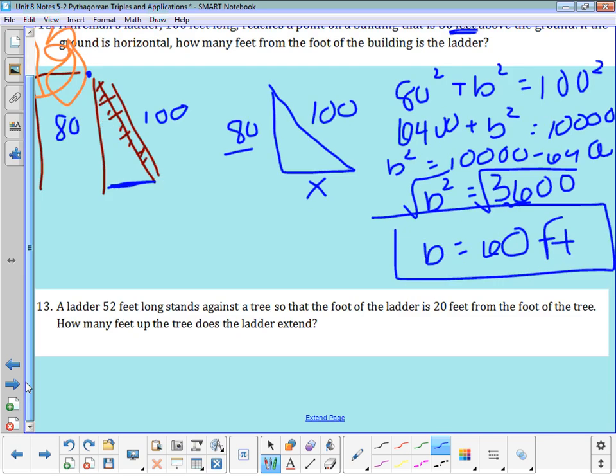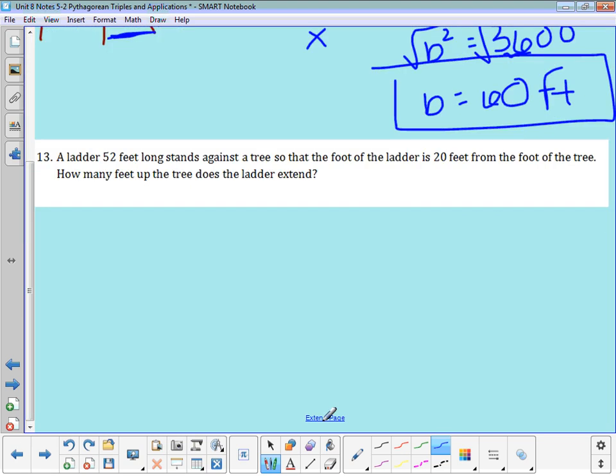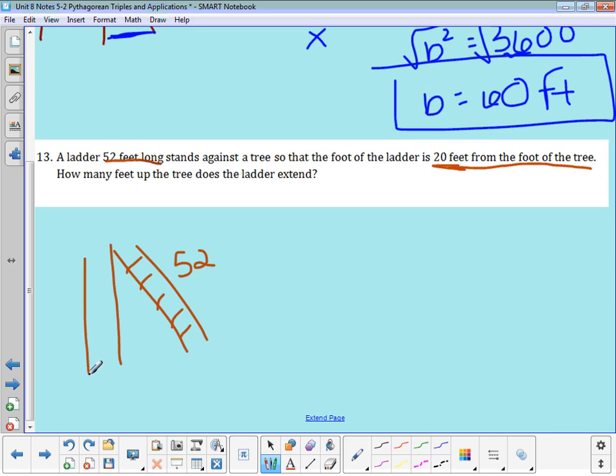So I'm going to have you do 13 on your own. It's going to be really similar. Let me set up the drawing for you. So first we have our ladder going up the building. Here's my building here. It says the ladder is 52 feet long. So the ladder itself is 52 feet. And the foot of the ladder is 20 feet from the foot of the tree. So here's my tree right here.